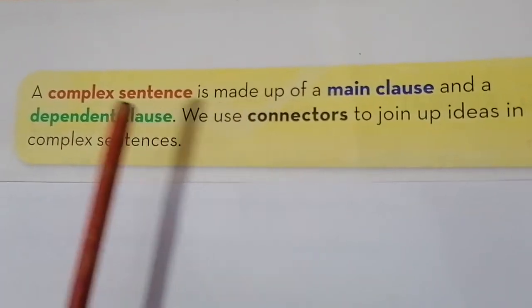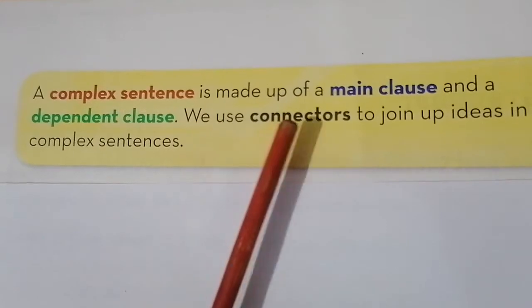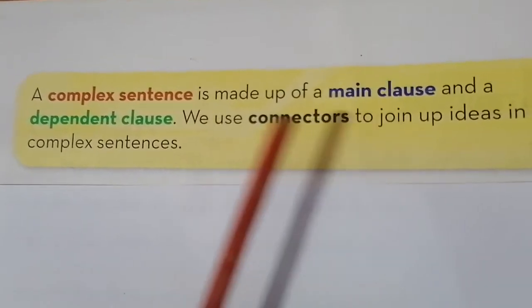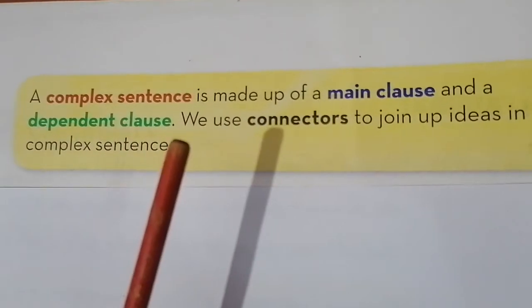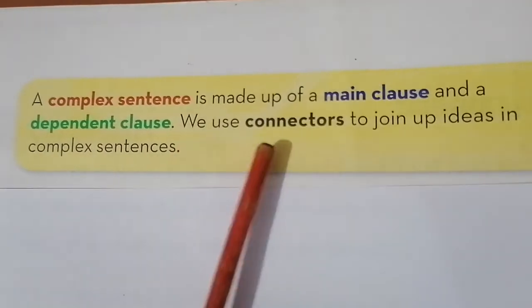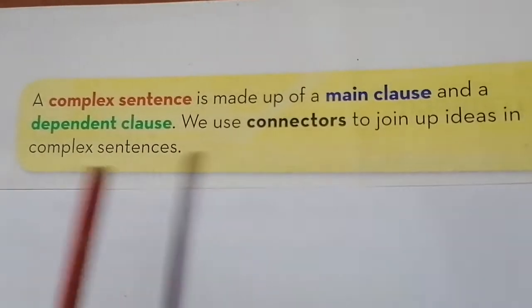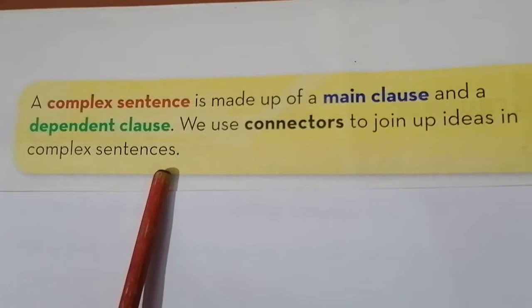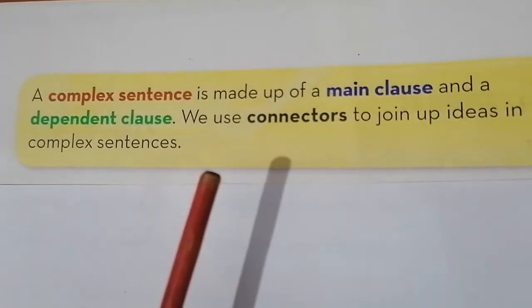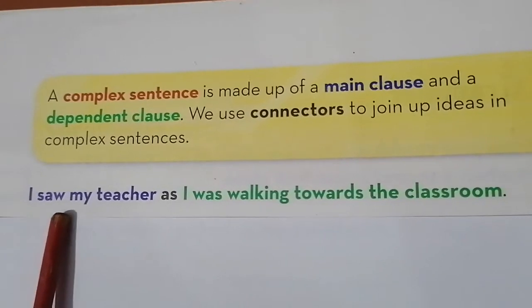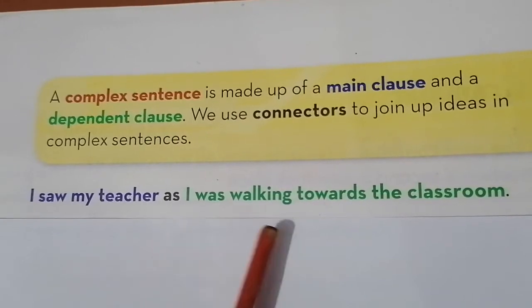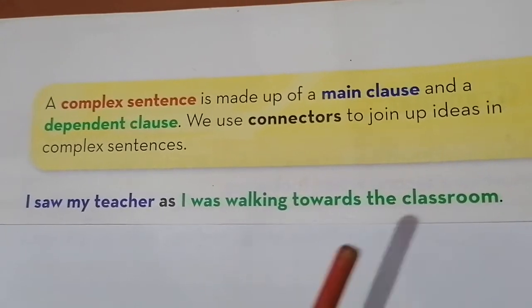Now I read once again. A complex sentence is made up of a main clause and a dependent clause. But remember, dear students, we use connectors to join up ideas in complex sentences. Let's check some examples. I saw my teacher as I was walking towards the classroom.